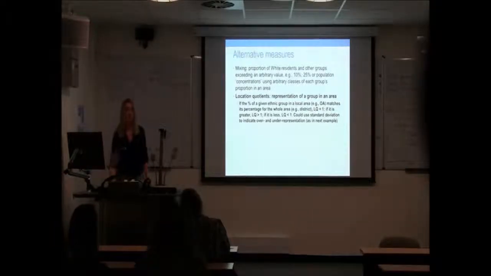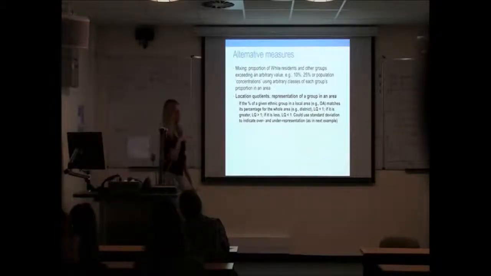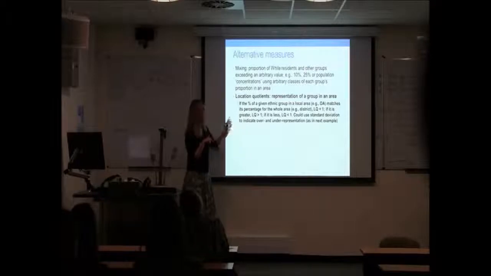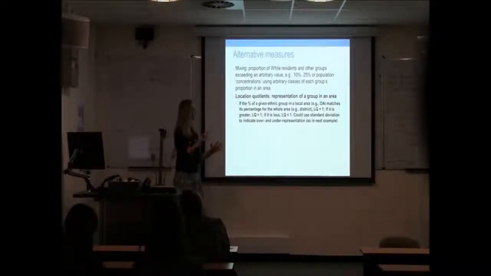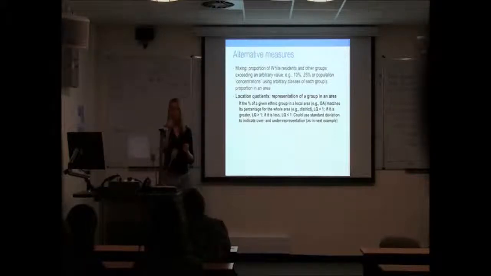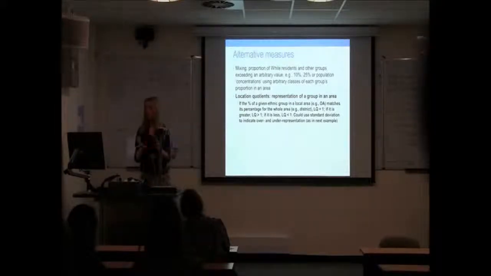Another alternative way of thinking about how the population is distributed are location quotients, which are actually surprisingly used quite little in segregation studies. It talks about the representation of a group in an area, and I didn't put the formula in because I knew I'd run out of time. But if a percentage of an ethnic group in a local area, for example an output area, matches its percentage for the total area, like a district, then the location quotient will be 1. If it's greater, the location quotient is greater than 1, and if less, less than 1.